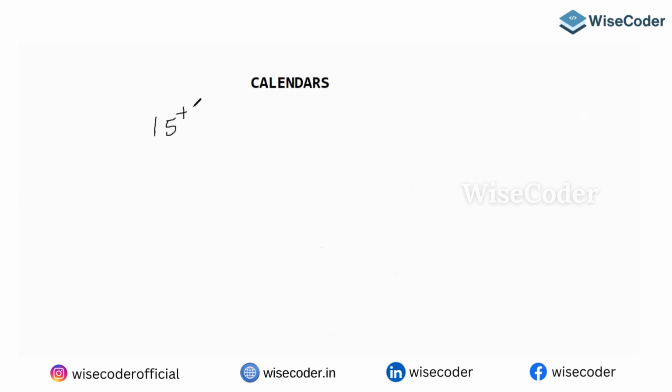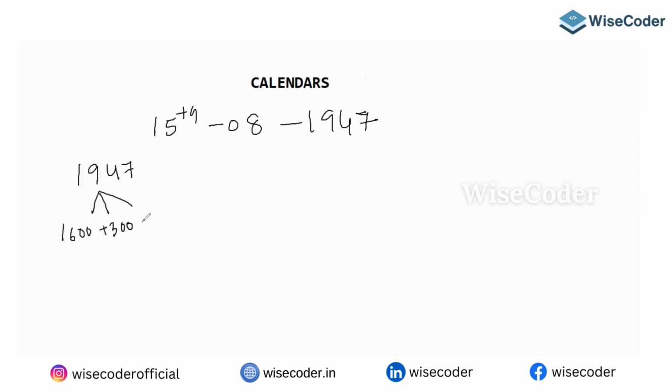I want 15th August 1947. So whenever you want this particular day, let's look at here. 15th is 08, no? First, take the completed years, 1947, and split this into your known years. So I know 1600 plus 300 plus 46. You have to take completed years, no? 0 odd days plus 1 odd day.